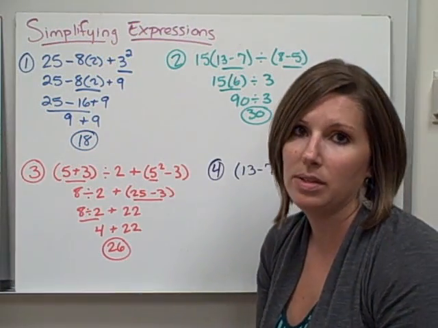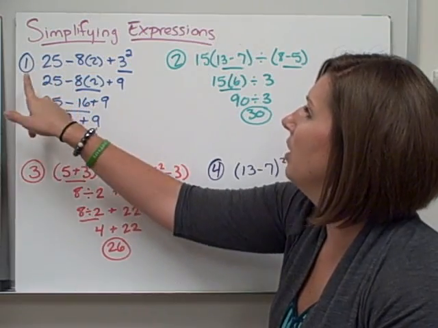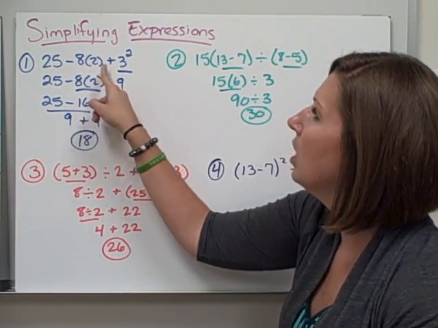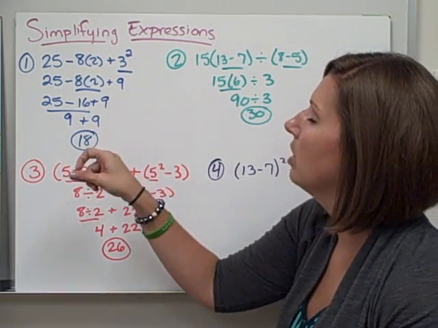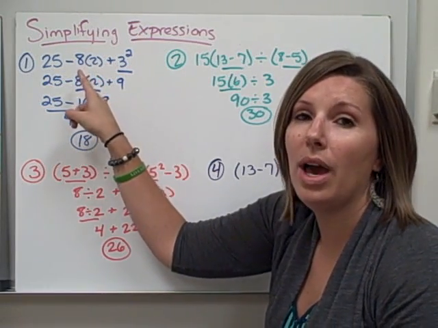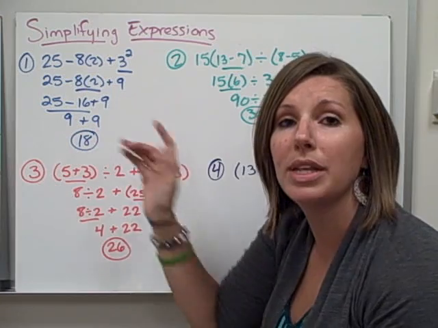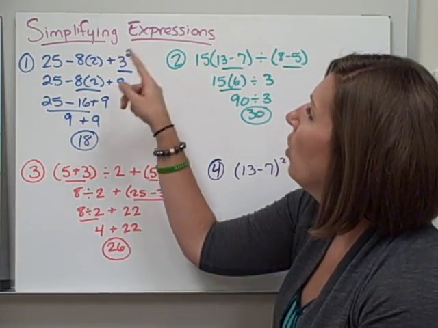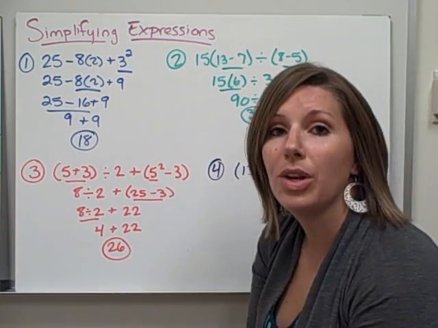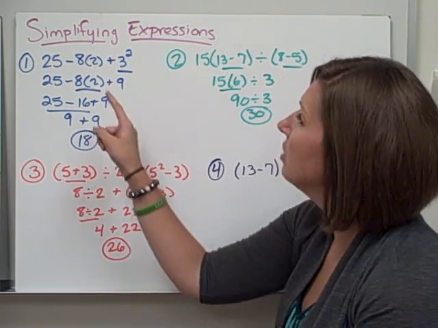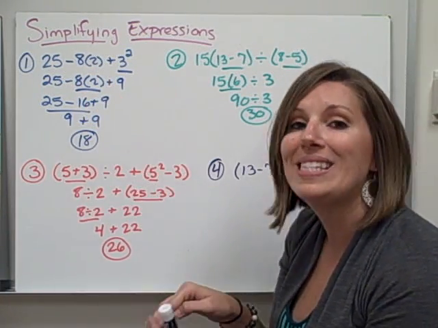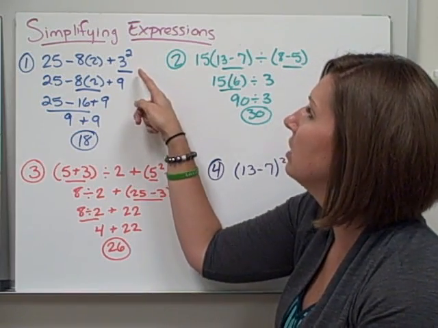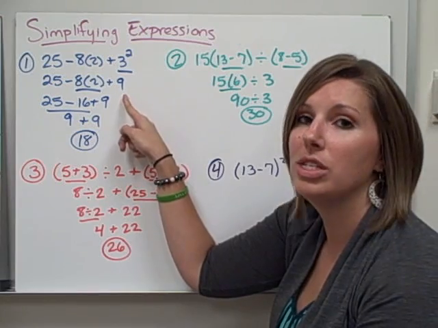Let's try some examples. Number 1: 25 minus 8 times 2 plus 3 squared. When you have a number next to another number that's in parentheses, that automatically means multiplication. With our order of operations, we can concentrate on our parentheses first, but there's nothing going on inside the parentheses that we need to take care of. So we're going to move on to our exponents. We've got 3 squared, which is 9.